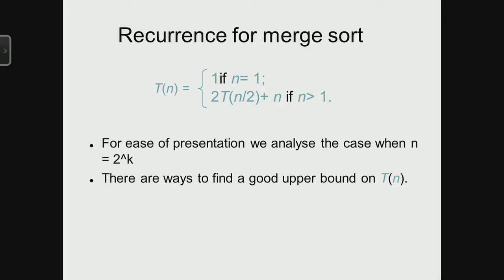We now complete the analysis of this recurrence, and for the ease of presentation, we analyze the case when n is a power of 2. There are many ways to find good upper bounds on T of n for n in general. However, we expose the way by which T of n is solved when n is a power of 2, because it is an extremely instructive presentation.